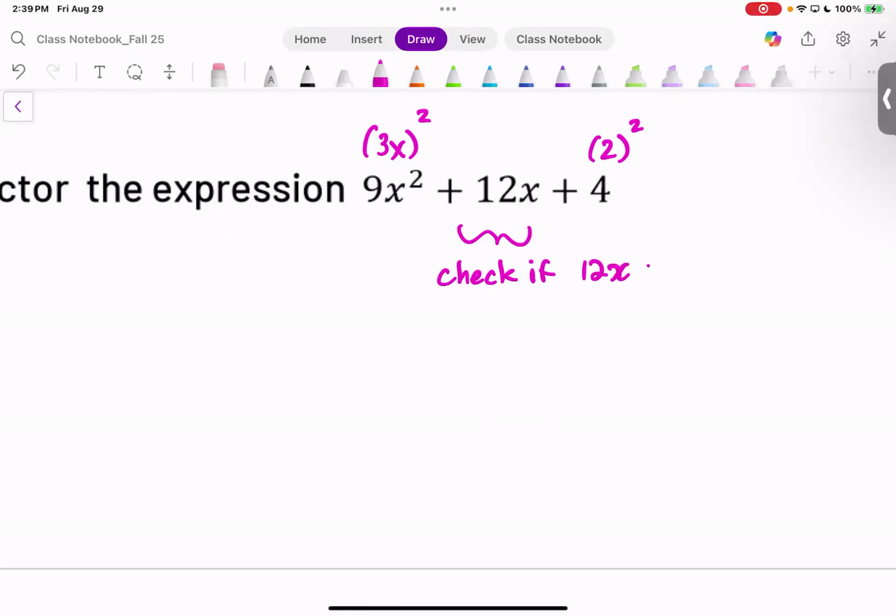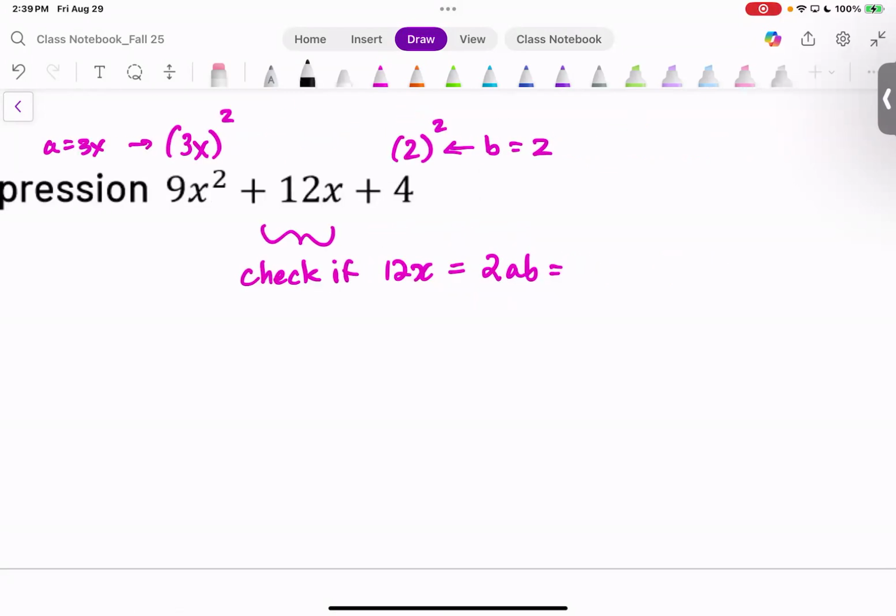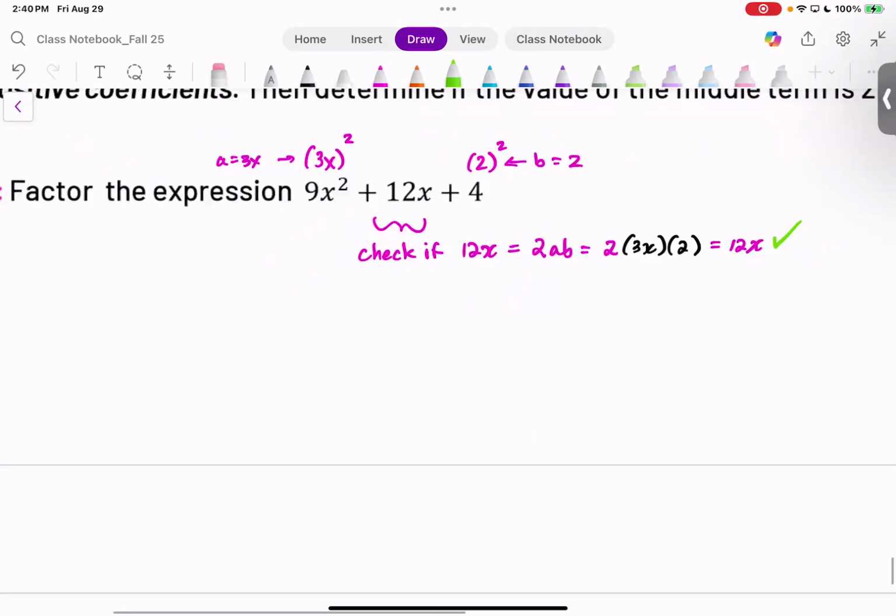If 12x is equal to 2 times my a times my b. In this case, a equals 3x and b equals 2. So I want to see, is it the case that this is 2 times 3x times 2? And yeah, 2 times 3x is 6x, times 2 is 12x. So yes, that means I have that relationship.